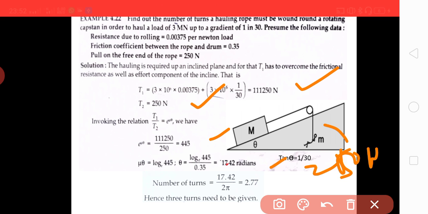Number of turns on the hauling rope required is 17.42 upon 2 pi, that is 2.77. Say 3 turns is needed to keep this block in position with the 250 Newton pulling force at this end.